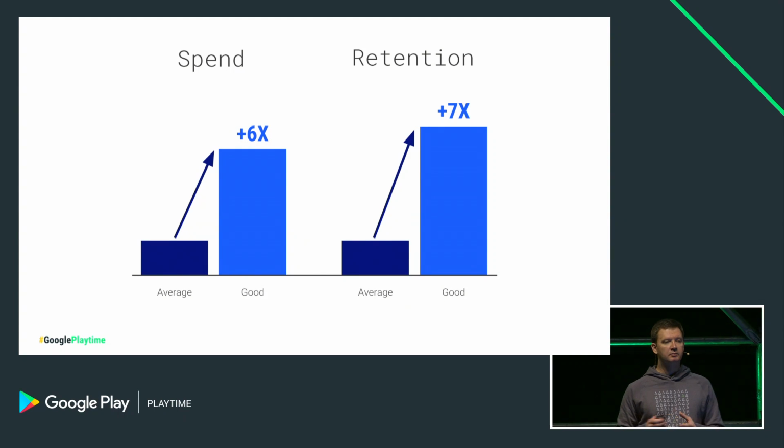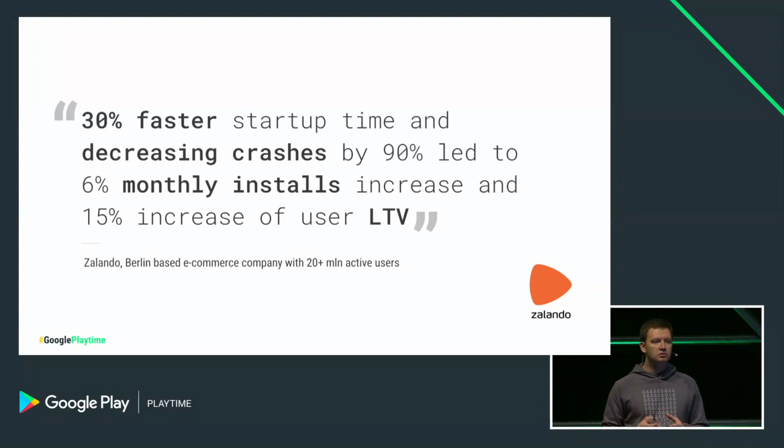App quality directly impacts the success of your business on Google Play. We have run an analysis on top apps and games in Google Play, ranking their quality score, and we have seen some spectacular results. For example, when an application moves from average to good quality, we can see up to 7-times uplift in retention and 6-times uplift in spend in those applications. Our partners support those findings.